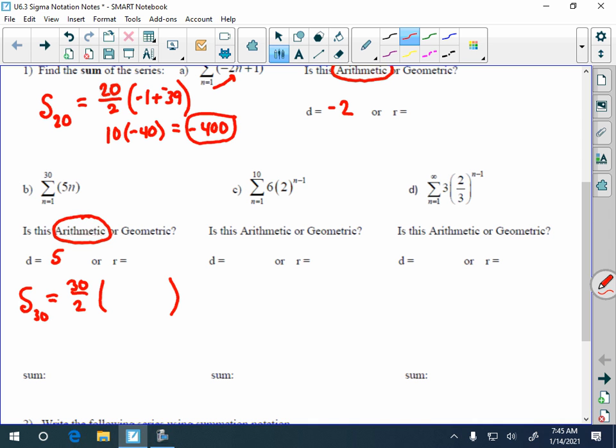Now the first term, we're going to plug 1 in for n. So 5 times 1 is 5. Plus, now we'll find the 30th term, plugging 3 in, times 5 is 150. All right, so let's simplify this. 15 times 155. And so I'm going to take my calculator. So that's 2325.